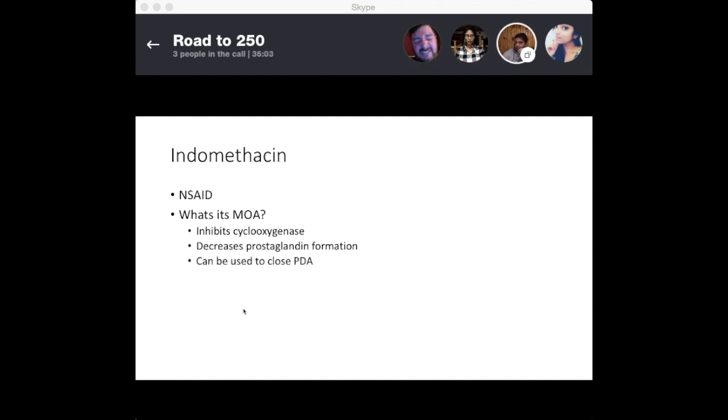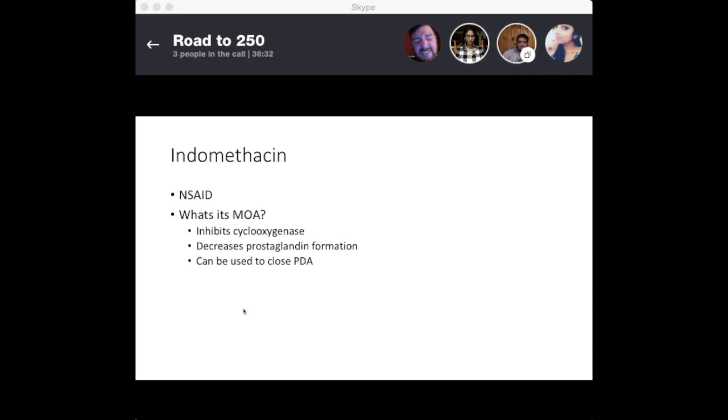So what are some adverse effects of Indomethacin, or NSAIDs in general? GI ulcers. Correct, gastric ulcers, because prostaglandins help protect the gastric mucosa, and if you take them out, it's not going to protect it. And bleeding because of decreased platelets. Correct.